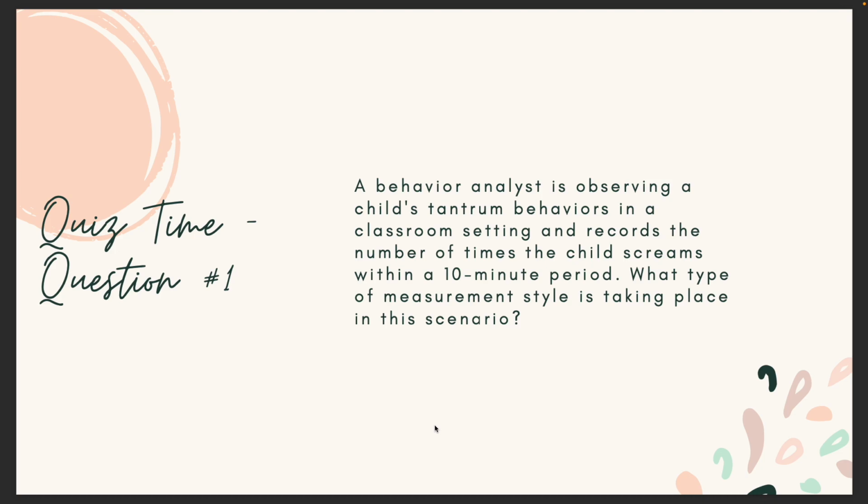A behavior analyst is observing a child's tantrum behaviors in a classroom setting and records the number of times the child screams within a 10-minute period. What type of measurement style is taking place in this scenario? The choices would be direct, indirect, or permanent product?